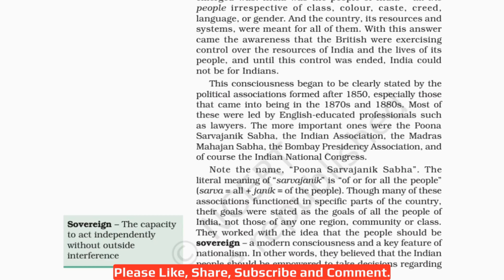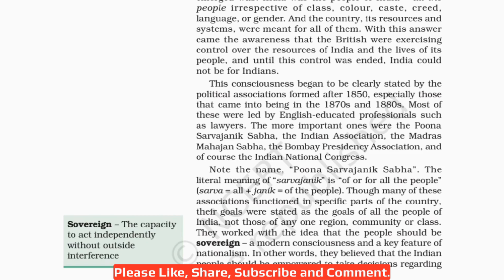Okay, now note the name Pune Sarvajanik Sabha. The literal meaning of Sarvajanik is for all the people, right? Sarv means all, Janik means of the people, okay? So all of the people. Though many of these associations functioned in specific parts of the country, their goals were stated as the goals of all the people of India, not those of any one region, community, or class.